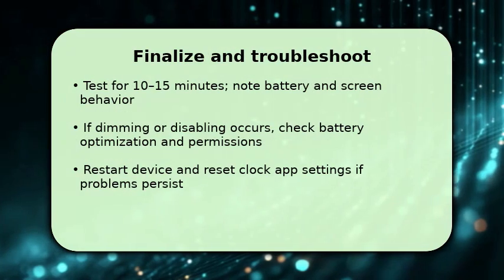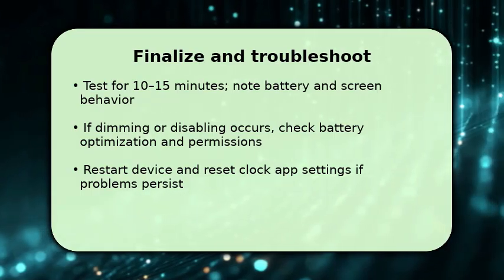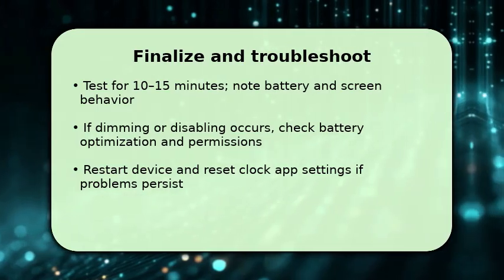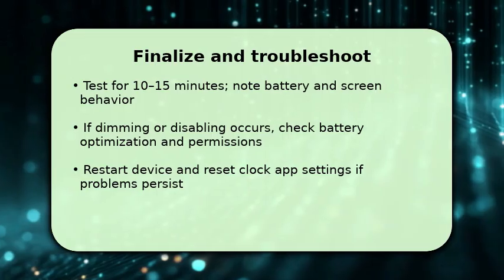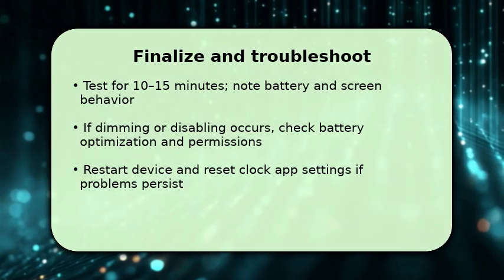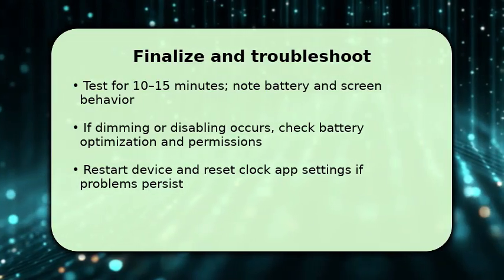Finish by testing the always-on clock for 10 to 15 minutes while watching battery and screen behavior. You want a steady dim clock without flicker. If the clock dims or disables unexpectedly, check battery optimization and background activity permissions for the clock and display services. These often force sleep. Once done, restart the device to apply changes.